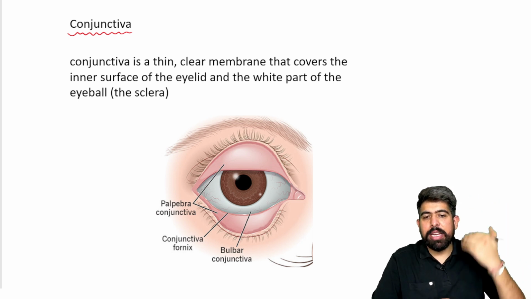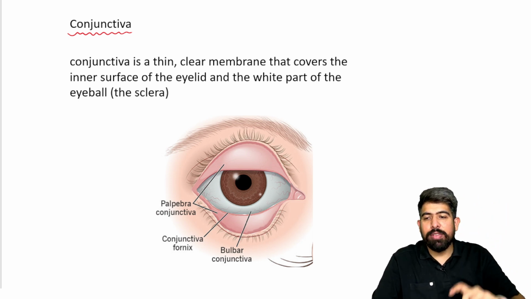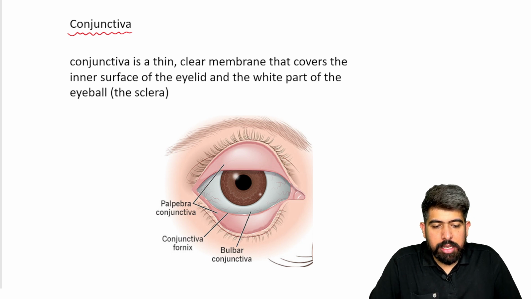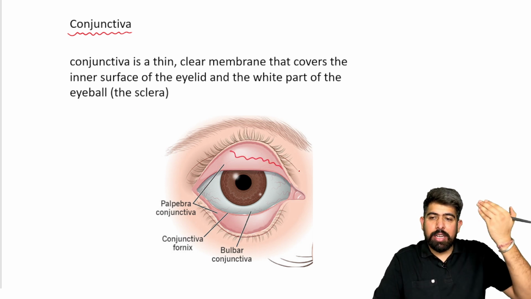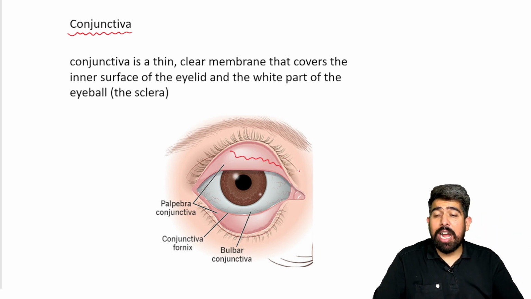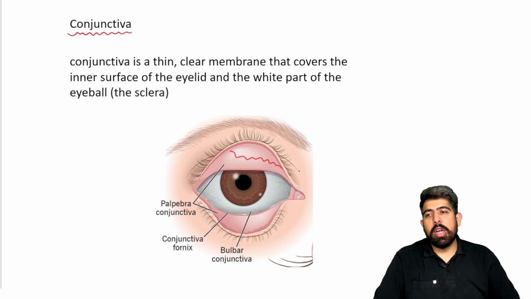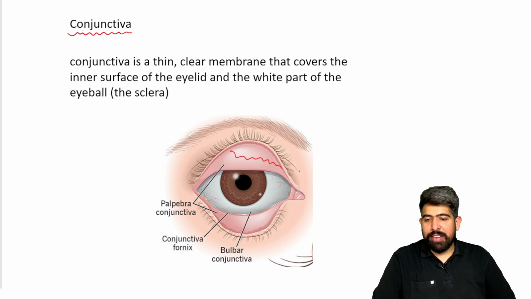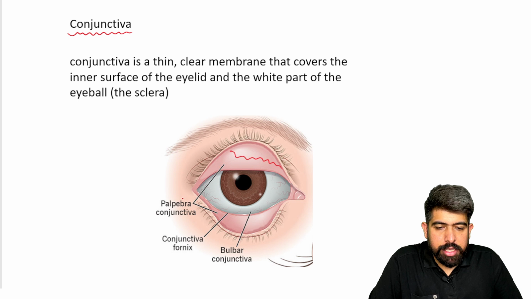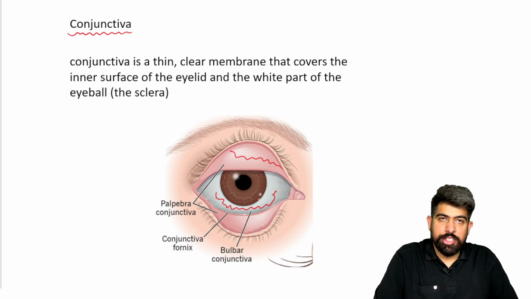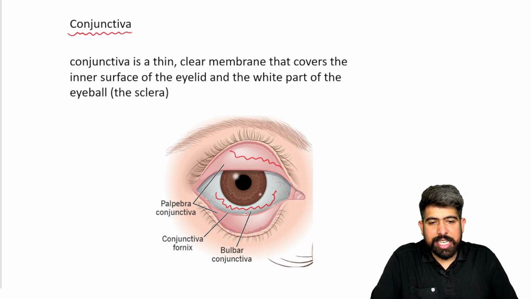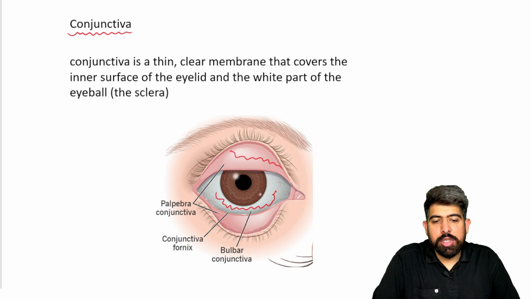Your eyelid is covered from the inner side, and also the white part of your eyeball, which is your sclera. So your conjunctiva is covering this part of your eyelid from the inner side. I'm talking about the layers of the eyelid: the innermost layer of your eyelid is your conjunctiva, right? And your scleral part is also covered with your conjunctiva. Please remember, the cornea is not covered with your conjunctiva. So please remember, this scleral part is also covered by the conjunctiva.